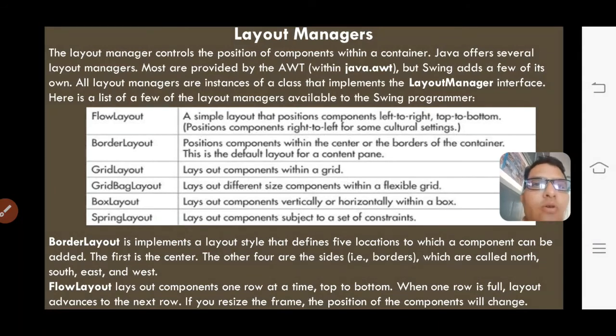Let us see what those are. First one is FlowLayout, a simple layout that positions components left to right, top to bottom, or right to left for some cultural settings. The default setting is left to right, but you can change the position from right to left by setting some of its options.